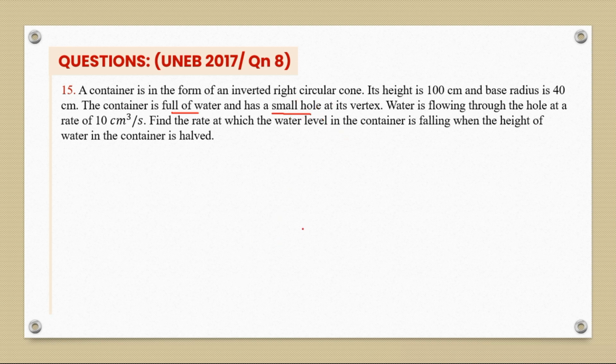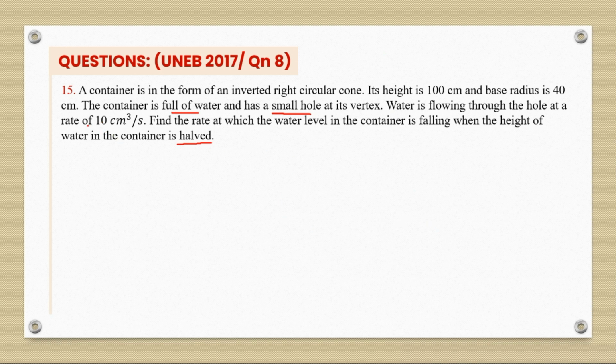So that means we're going to be losing water. We're told that water is flowing through the hole at a rate of 10 cubic centimeters per second. Find the rate at which the water level in the container is falling when the height of the water level in the container is halved. So that means we want to look at the point where h is a half of the original level.